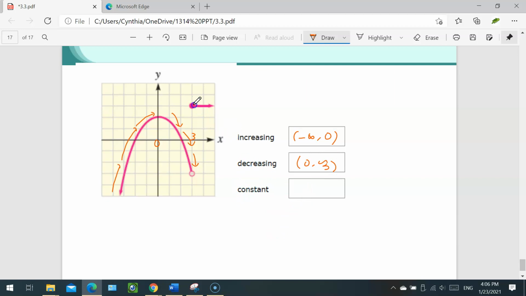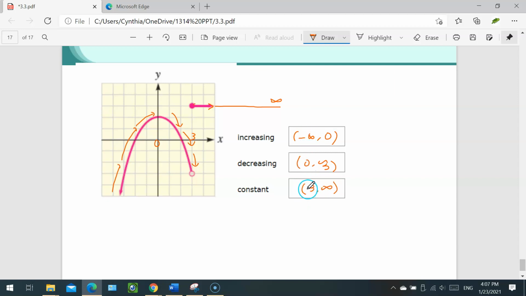Constant. The constant interval is here, and there's an arrow on it. That means it will go on forever along the x-axis. So your constant interval is from 3 up to infinity. So put 3, infinity.